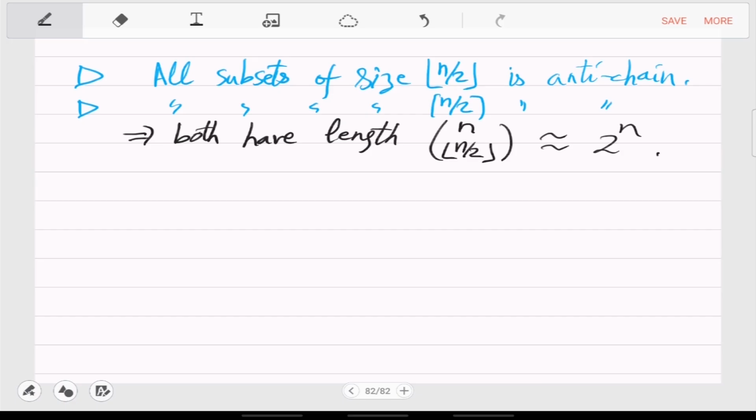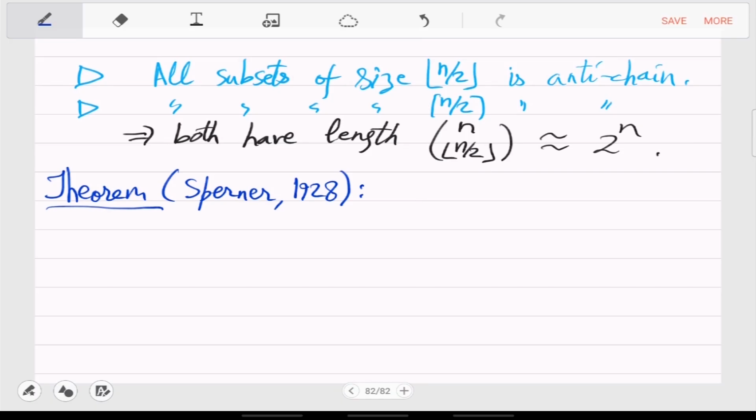Now we want to show that you cannot do better than this, and in fact these are the only longest anti-chains. This is called Sperner's theorem. He proved it in 1928. So it is very old, but the proof is not trivial. It's very tricky. Or maybe I shouldn't have said that. You find a simple proof.